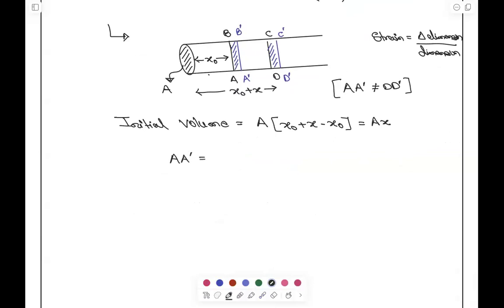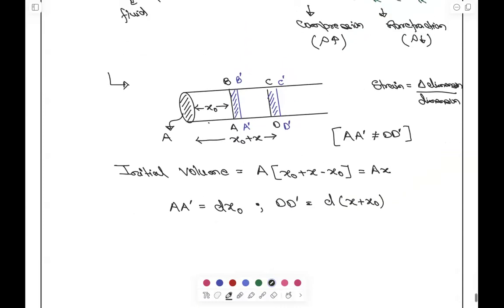AA dash was at x naught. So let's consider the displacement to be dx naught. And what will be DD dash? DD dash will be nothing but D into x plus x naught. So now the amount of displacement in both of them: AB was at a distance x naught, so displacement dx naught. It was at a distance x naught plus d, so the small change at this position will be d into x naught plus d.